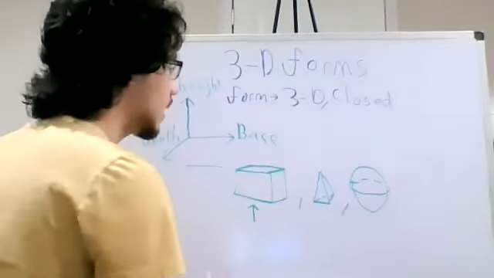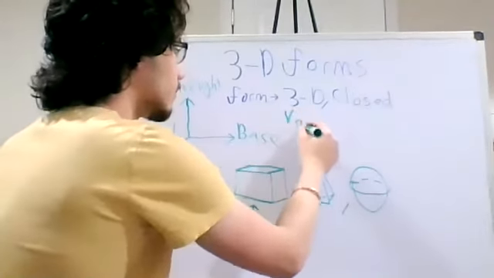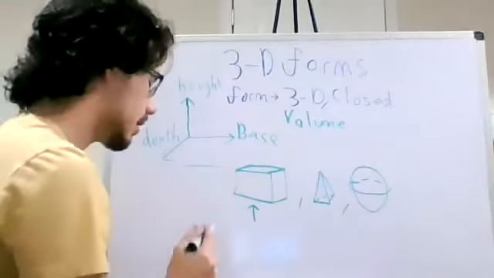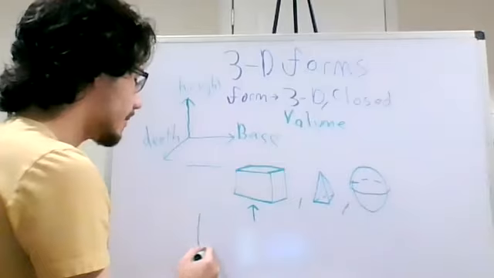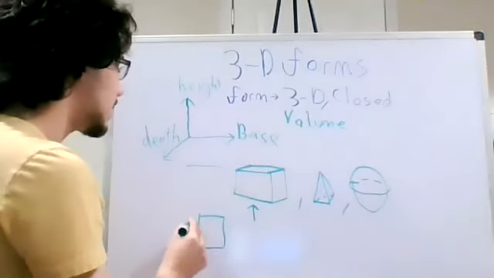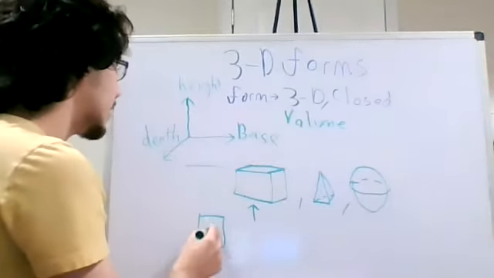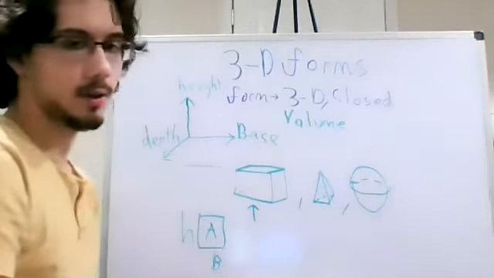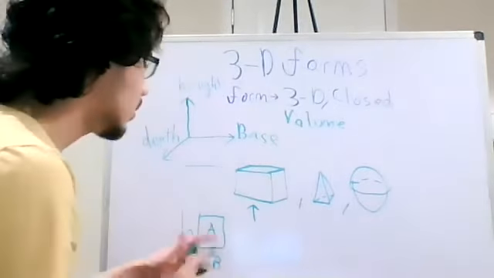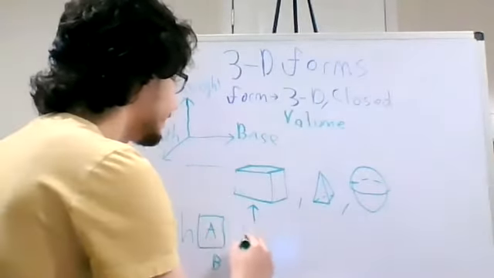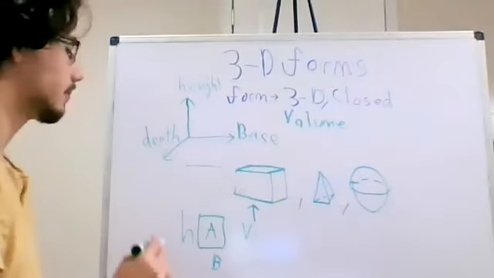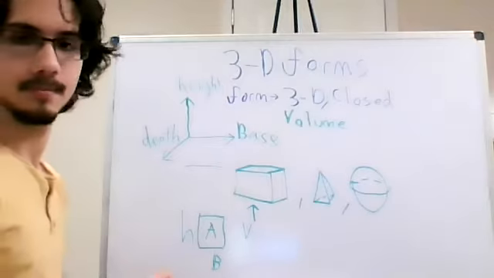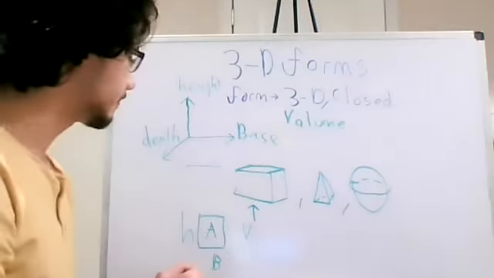A cube, if we start with volume, a cube is the three-dimensional version of a square. So because a square, we found its area to be the base times the height. Could one of you guess what the volume of a cube would be? Perhaps Mr. Nathan?